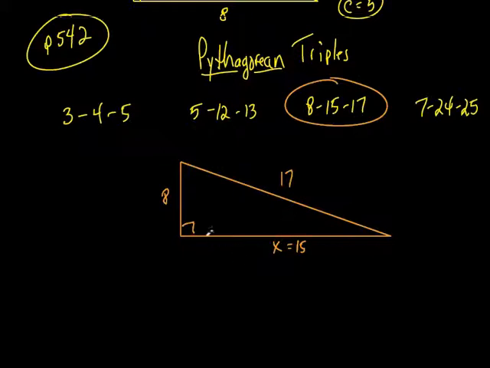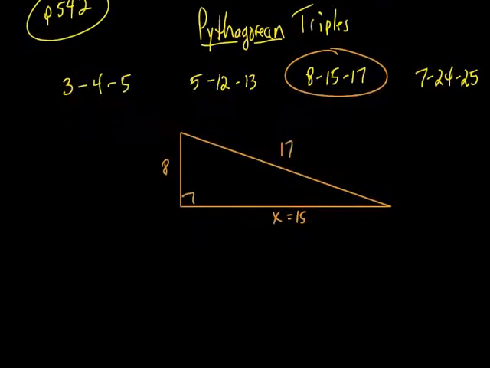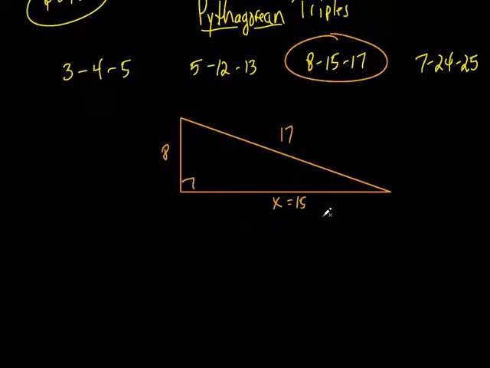You don't have to. You could have always done this. Watch. Let's do this without knowing it was a Pythagorean triple. So let's pretend we didn't know it's 15, but we'd still know how to do the Pythagorean theorem. So how would I do that? I go 8 squared plus what?